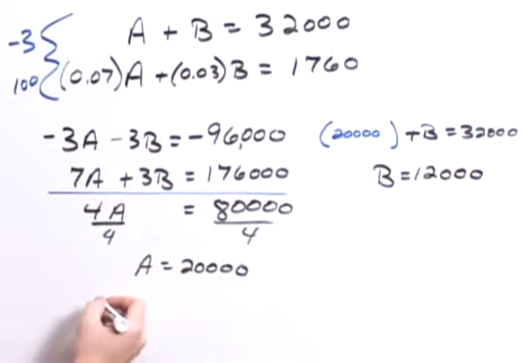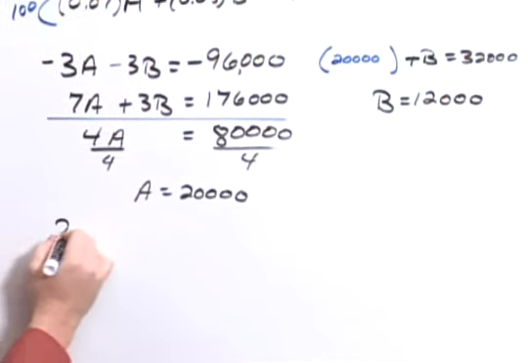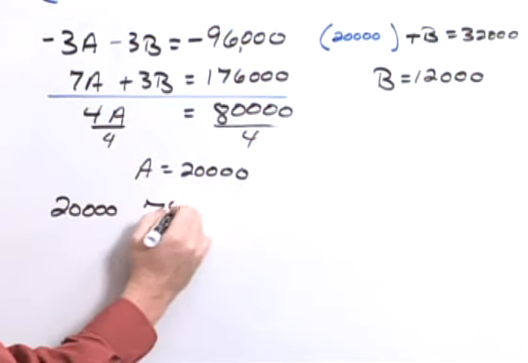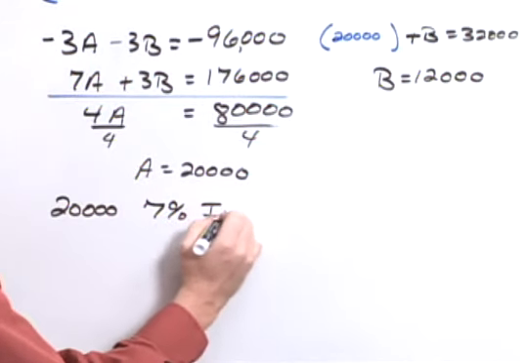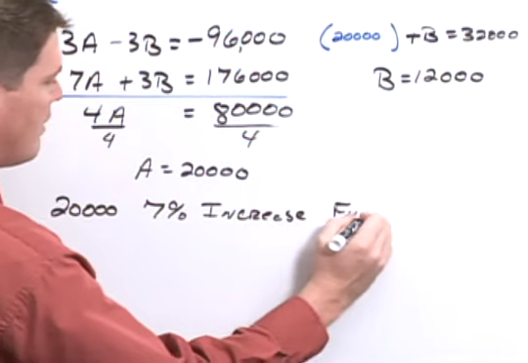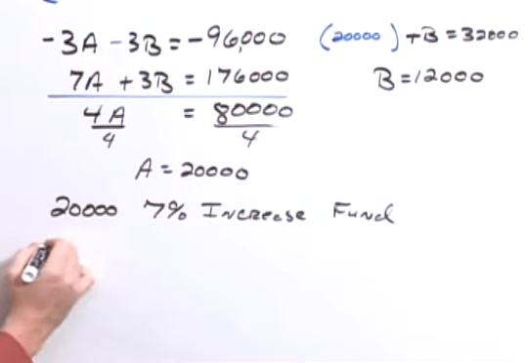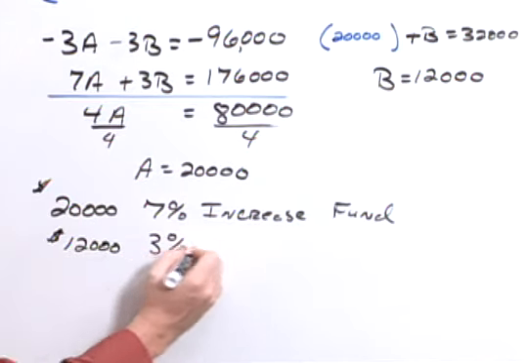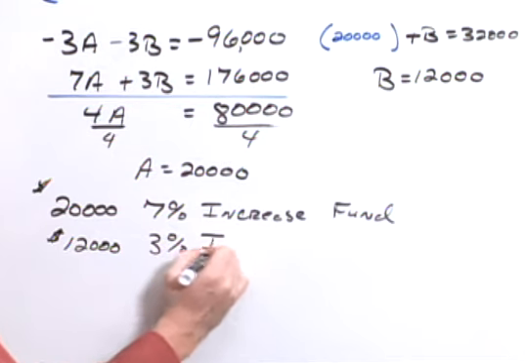Well, here are my 2 answers. So I know that 20,000 was invested in the 7% increased fund, while $12,000 was invested in the fund that increased by 3%.